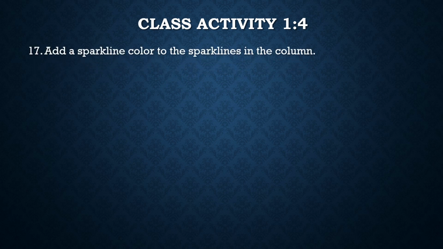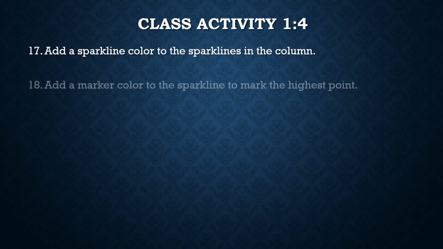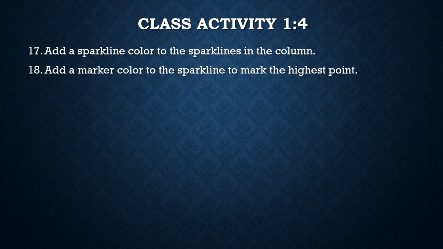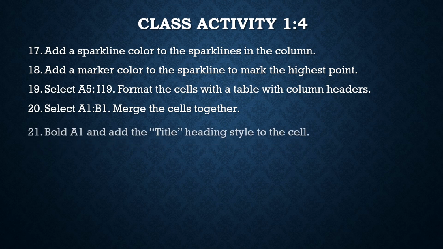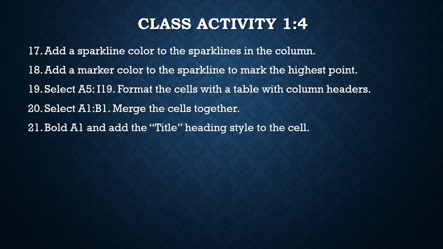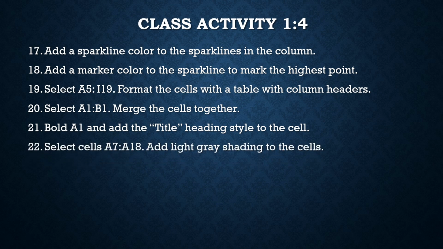Add a sparkline color to the sparklines in the column. Add a marker color to the sparkline to mark the highest point. Select A5 through I19. Format the cells with a table with column headers. Select A1 through B1 and merge the cells together. Bold A1 and add a title heading style to the cell. Select cells A7 through A18. Add light gray shading to the cells.